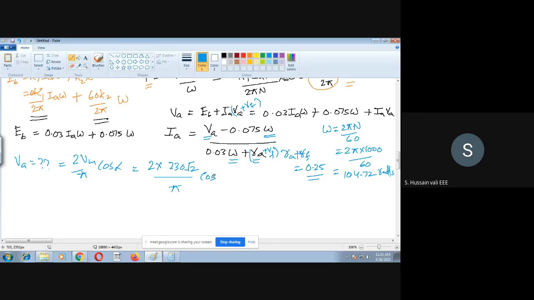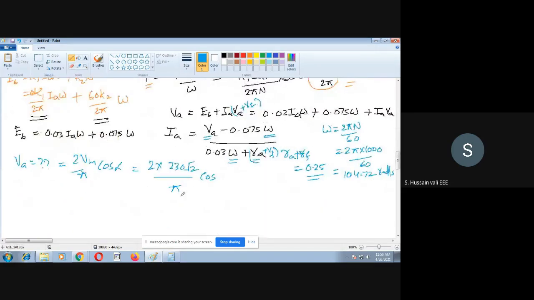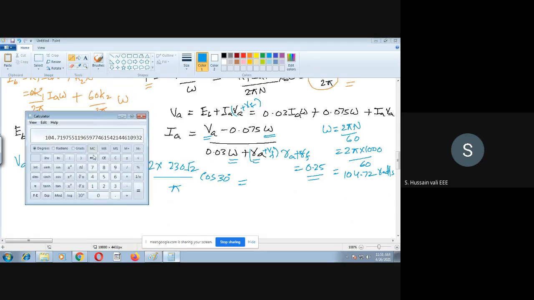So what is the value of alpha he has given in the problem? He has given the problem as 30 degrees. So you put cos 30. So that's it. Then you will find out the value of VA. So now what is the value of VA? We'll just go through here now. Okay. So this is cos 30 multiplied with 4 multiplied with 230 multiplied with 2 divided by pi. 179. So we got the answer 179.3 volts.